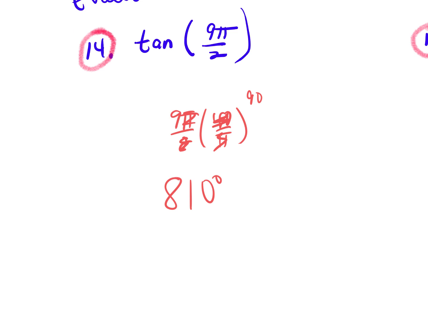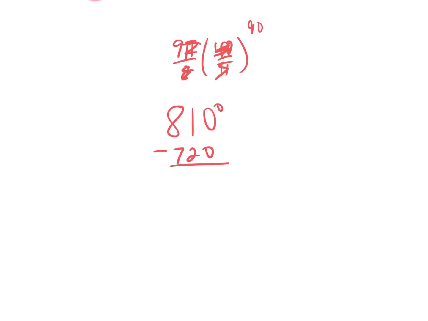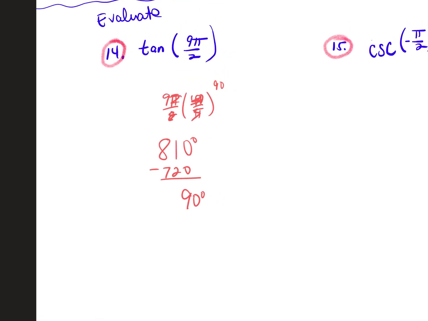Well, that's way bigger than a circle, right? Can I take 2 circles away from this? You guys okay with me doing that? Okay, so I'm going to take 720, 360 and 360. What's 810 minus 720? 90 degrees. All right, what kind of an angle is 90 degrees, guys? It is a right angle, but it's one of those quadrant angles. All right, so what is the ordered pair up here at 90 degrees? It's 0, 1. You're going to have one that is one of the quadrant angles.